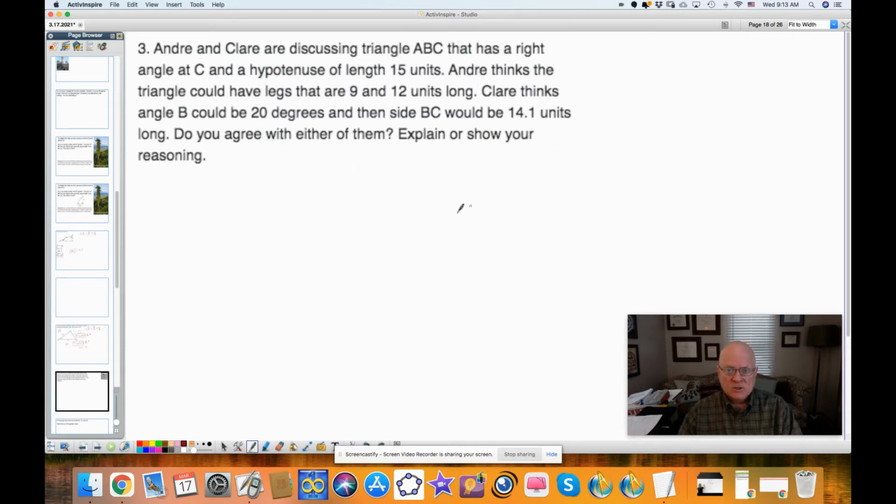Andre and Claire are discussing triangle ABC that has a right angle at C. So I'm going to draw a picture of this. Here's C and A and B. Andre thinks that the hypotenuse is 15. He thinks that the legs could be 9 and 12. And Claire thinks that the angle could be 20 degrees.